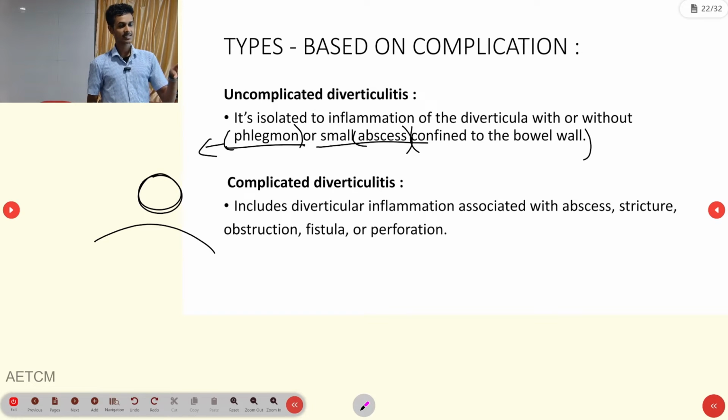strictures, obstruction of the intestine, fistula, and perforation. Most commonly diverticula occur in the large intestine, and there mainly in the sigmoid colon. Anterior to the sigmoid colon we have the urinary bladder, so fistula mostly forms to the urinary bladder, which is the most common one. Perforation can also occur.